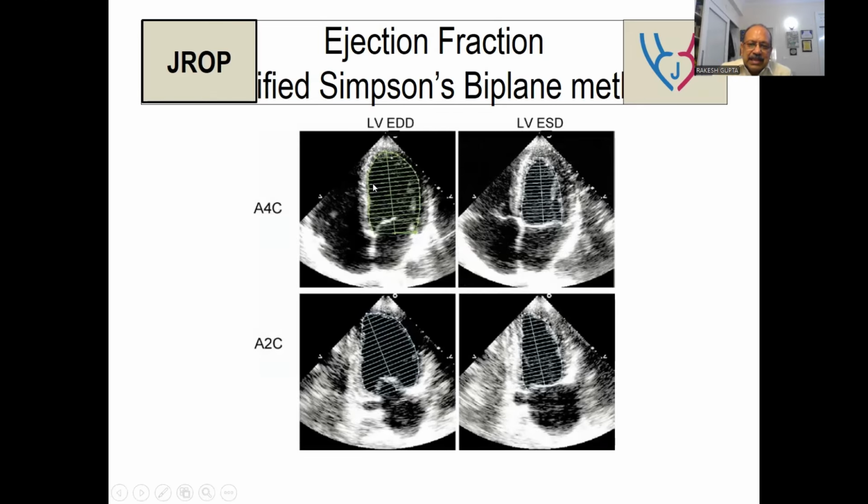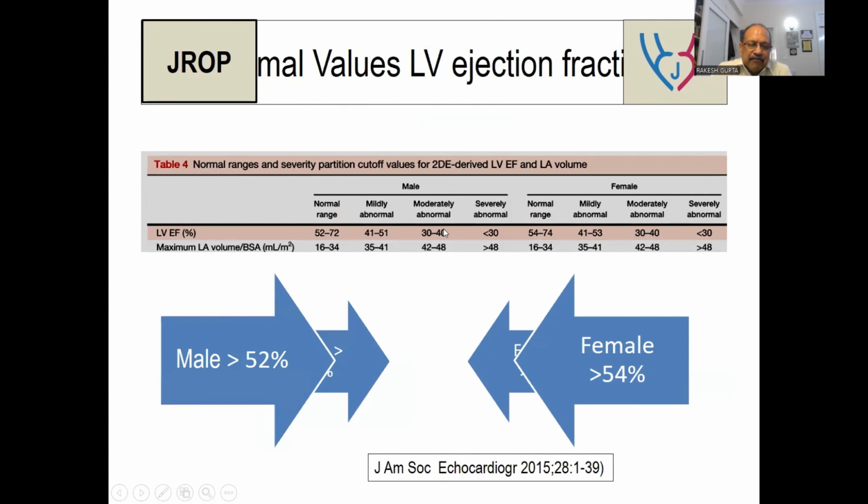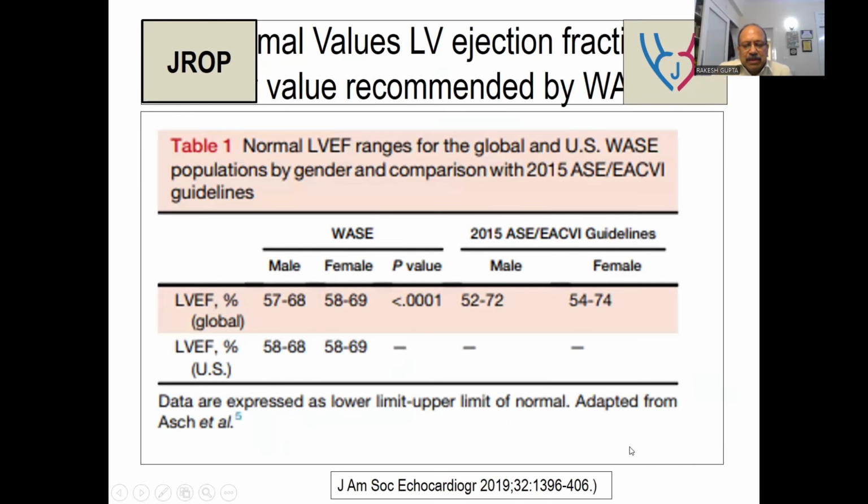This is end-diastolic, end-systolic, end-diastolic, and systolic. It takes you in the form of at least two chambers, and every segment is divided into disks to give you exact ejection fractions. Normal values are more than 52 in males, more than 54 in females. One paper published in JASE 2019 talked of revising the index values for ejection fraction from 52 and 54 to 57 and 58. This is yet to be implemented in guidelines.